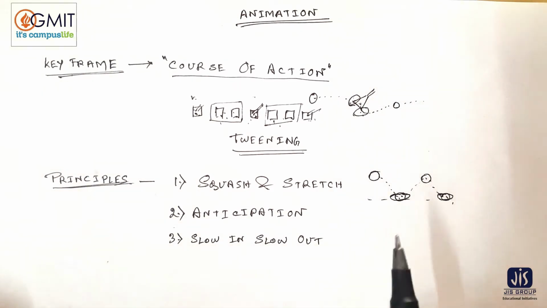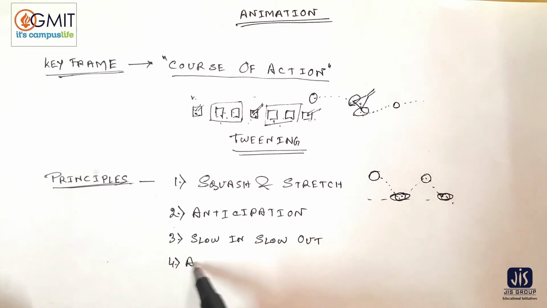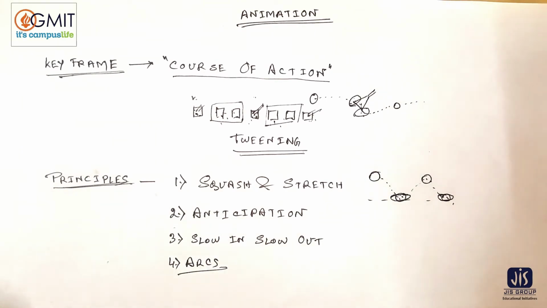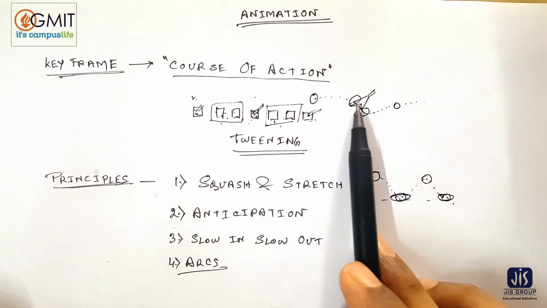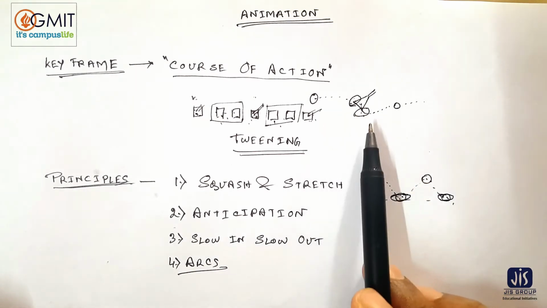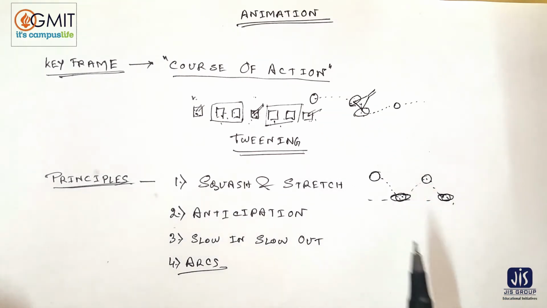Arcs. What is the next point? Arcs. What are arcs? Animated things rarely move in a perfect straight line. They can't be in a perfect straight line. The overall movement of characters in an animation follows an arc. Look, this follows an arc. Look, this follows an arc. There is nothing that follows a 100% straight line. This follows an arc.